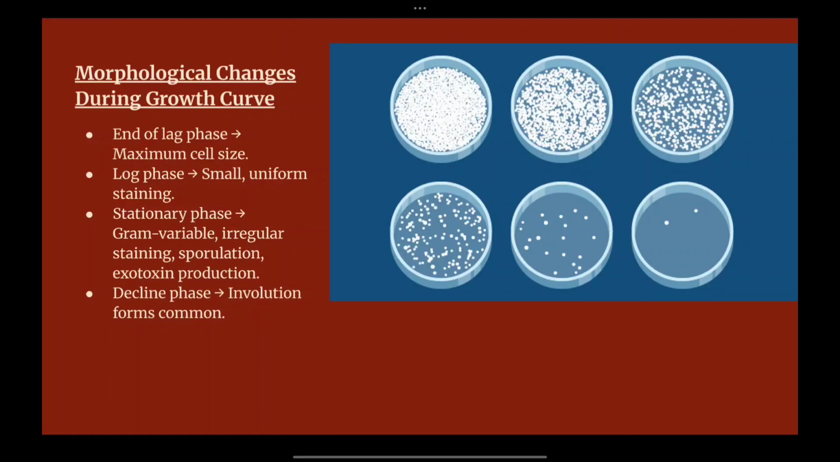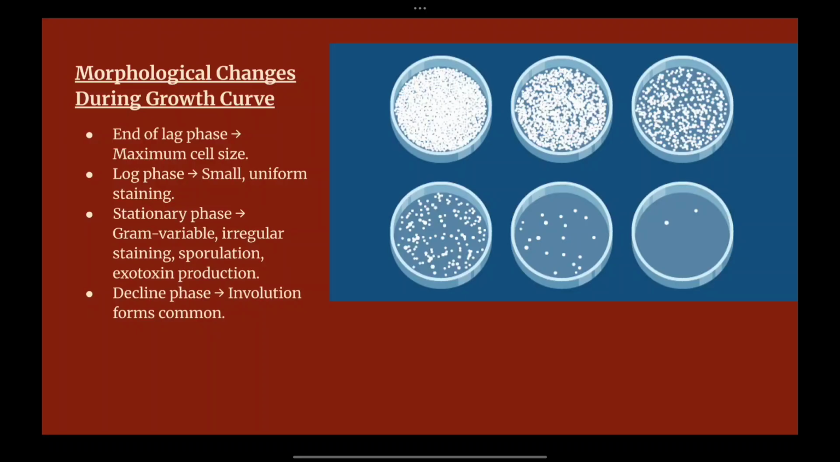There the cells appear to be gram variable, because the dead cell does not absorb much of the stain and the new cell absorbs more of the stain. There is irregular staining because of this. The sporulation also happens over here.